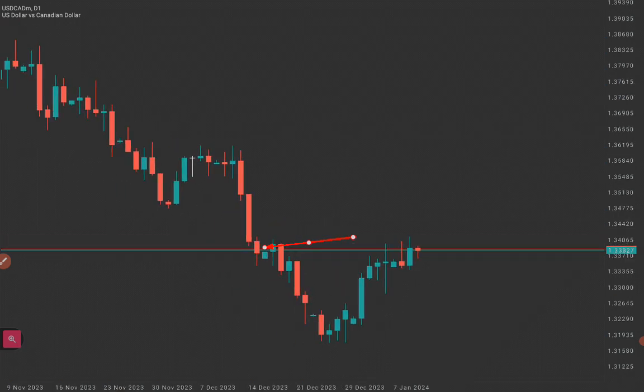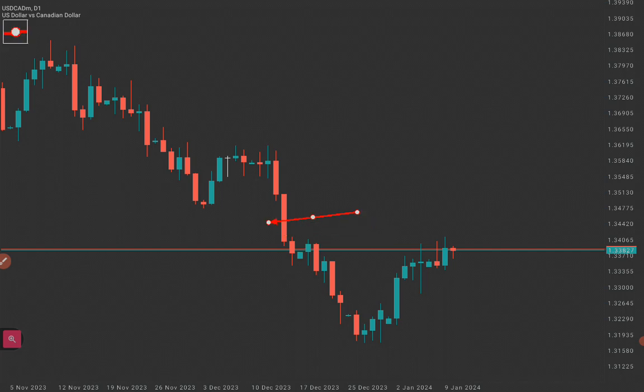Let's see if we can see a couple more. This is a very perfect supply and demand zone. You guys can see there was a massive sell, there was a consolidation, and also a massive buy. This is a very perfect supply and demand zone.